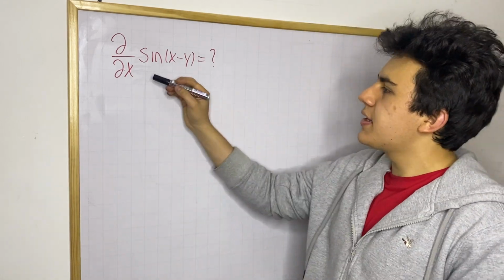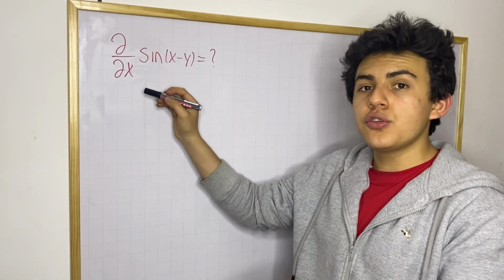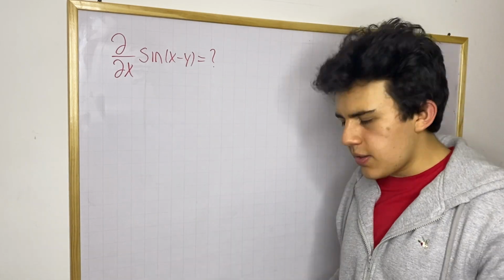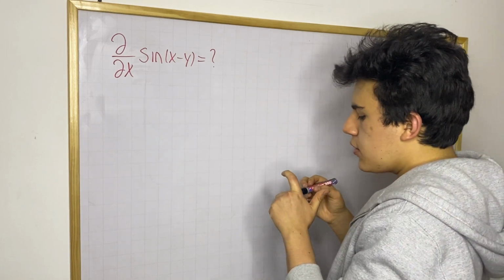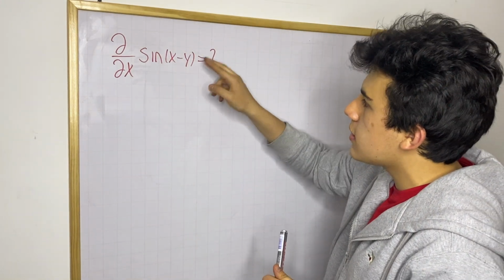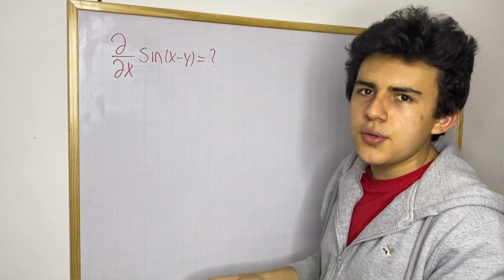Today I want to show you how you can take the partial derivative with respect to x of the trigonometric function sine(x minus y), okay? This is pretty simple, so let's begin. Now there is a trigonometric identity that we need to use so that we can do something with sine(x minus y), because right now we cannot really do anything.